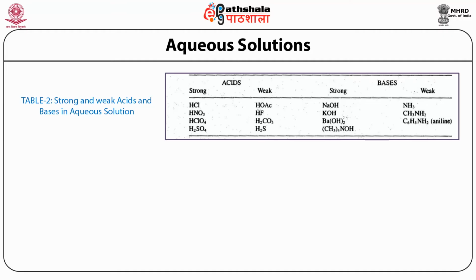And the weak acids including hydrogen sulfide, hydrogen carbonate, hydrogen fluoride, and acetic acid. Then the strong bases including sodium hydroxide, potassium hydroxide, barium hydroxide, and many more, and the weak bases including aniline, amine, and ammonia.